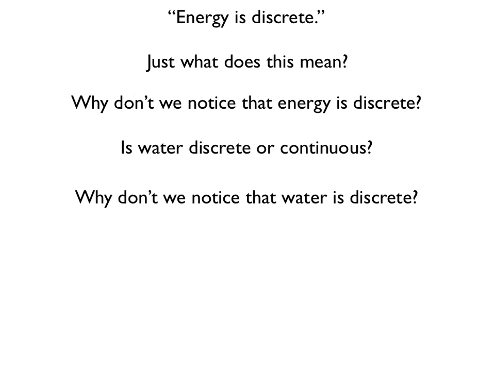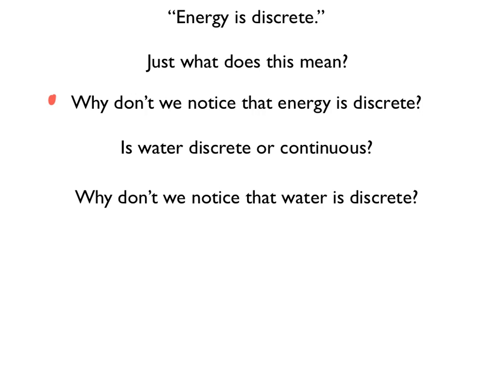So in topic 7.1, we learned that energy is discrete, but just what does this mean? Well, it means that the energy that an object possesses comes in certain particular values. It can't have any old value. And so the question comes up, why don't we notice that energy is discrete? And the answer is that the steps are very, very tiny.